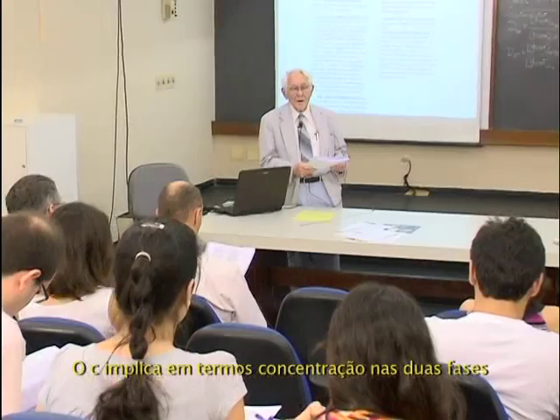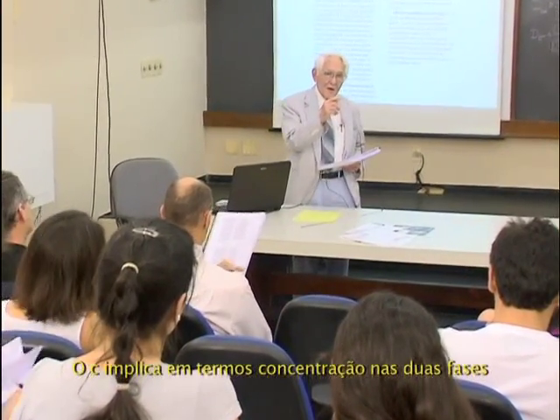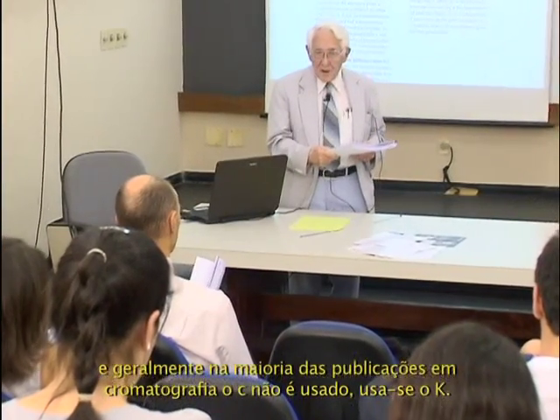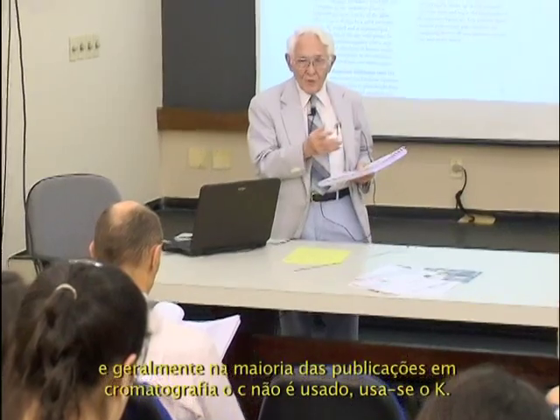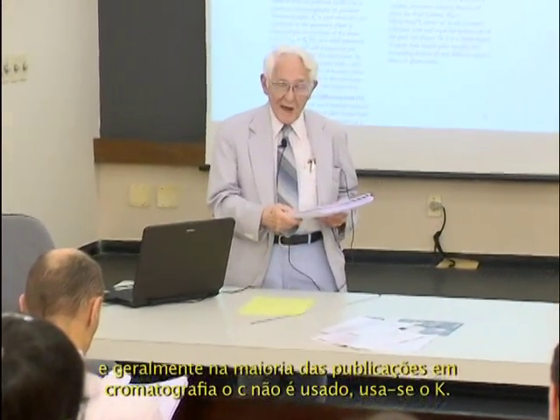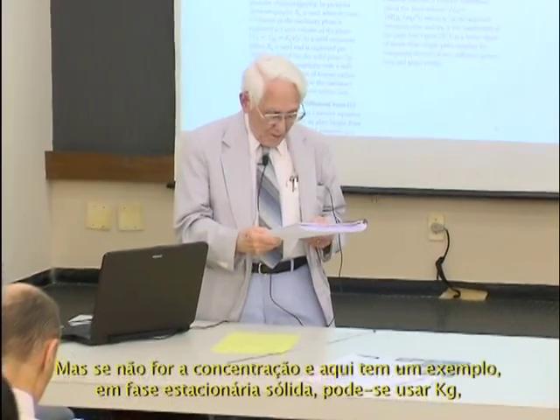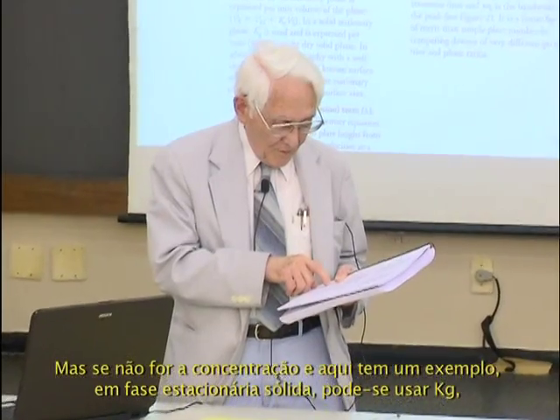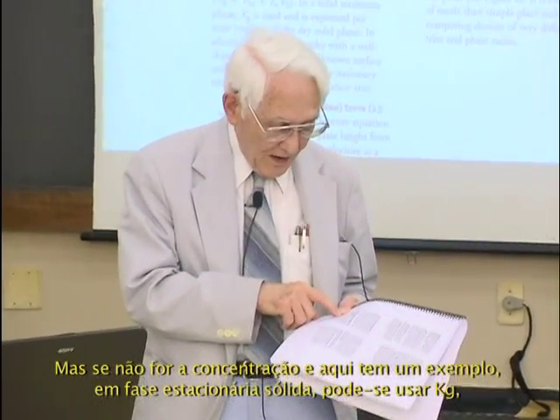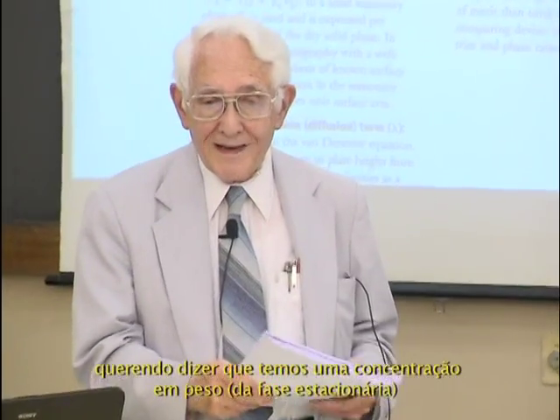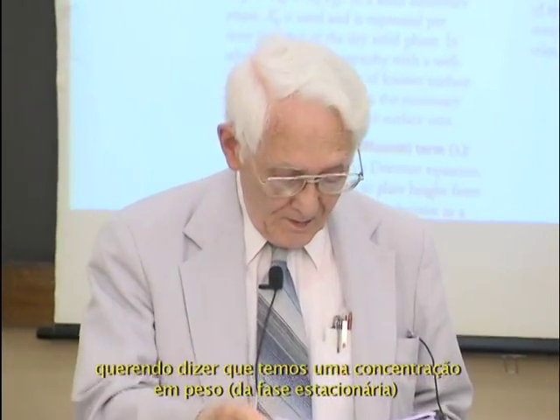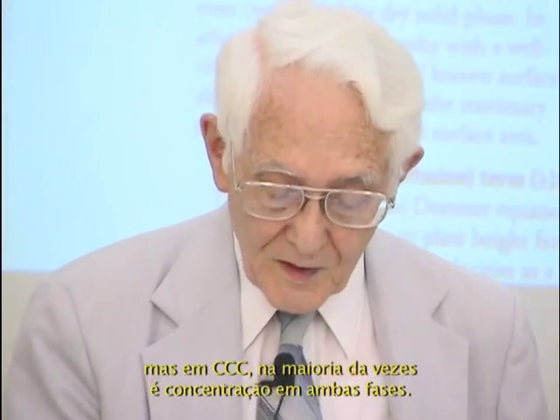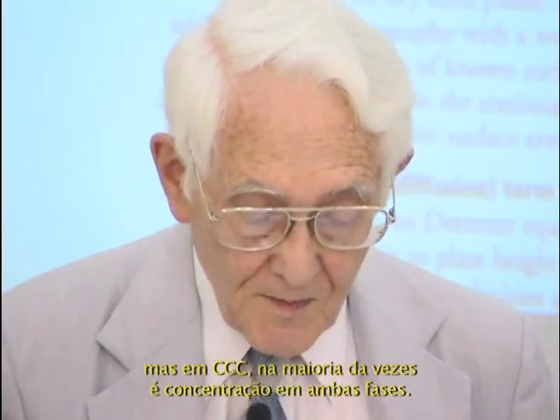Now the C implies that you have concentration in both phases. Usually, in most chromatographic publications, they don't use the C. They just use the uppercase K. But if it's not in concentration, then, for instance, they give an example here. In the solid stationary phase, K sub G can be used, meaning that you have a weight concentration. But in countercurrent, in fact, it almost always is concentration in both phases.